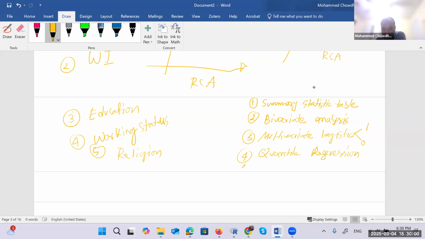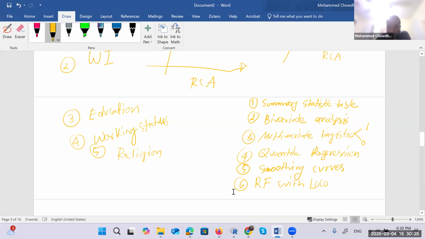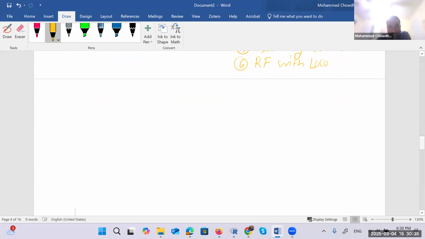Okay. And then number five that we have learned today is called the smoothing curve. Smoothing curves. Okay. And number six, which I will discuss after the spring break, is called the random forest with LOCO, which I am going to discuss in the next 15 minutes. But I will discuss more again after the 18th.